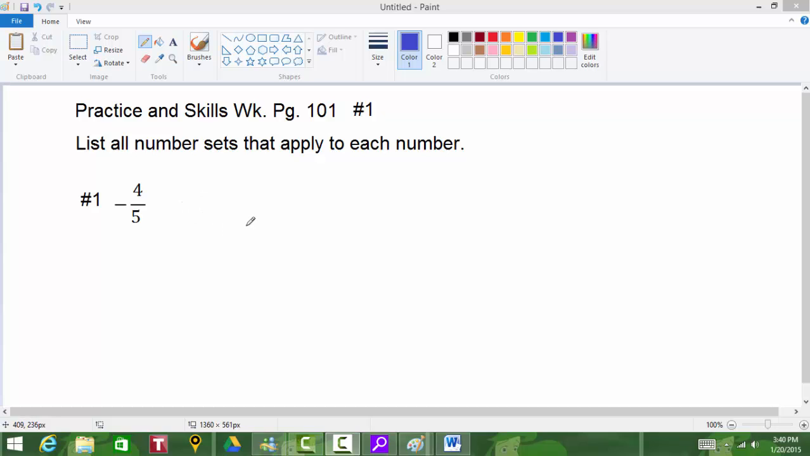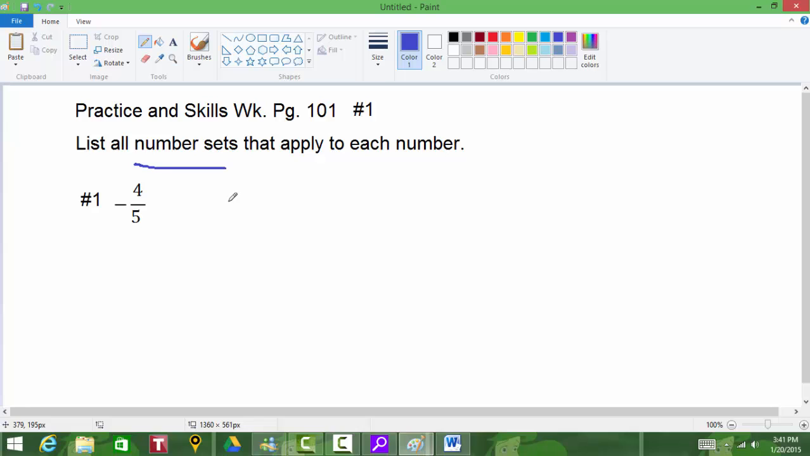Okay, so what they're talking about when they say the number sets, they're talking about answers such as integers. They're also talking about whole numbers, natural numbers, real numbers, rational numbers. Those are the kinds of things they mean by sets. So the first thing we have to do is identify what we have here. We have a fraction. We have a negative fraction.